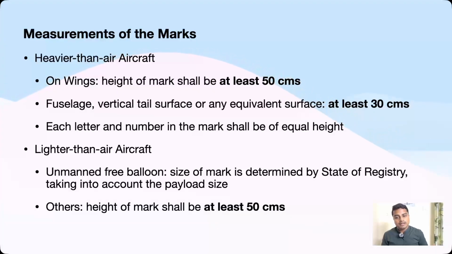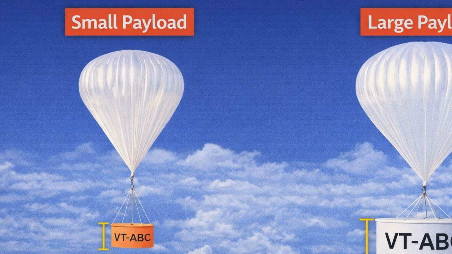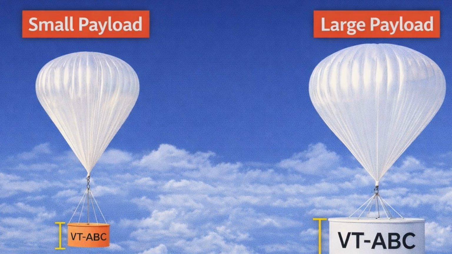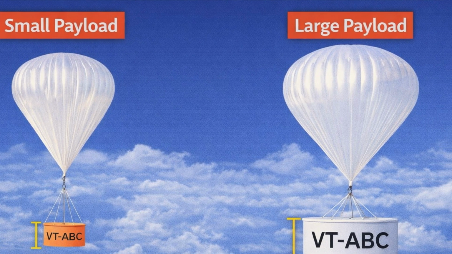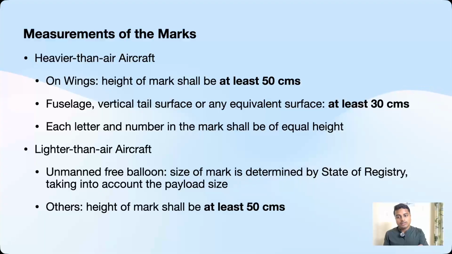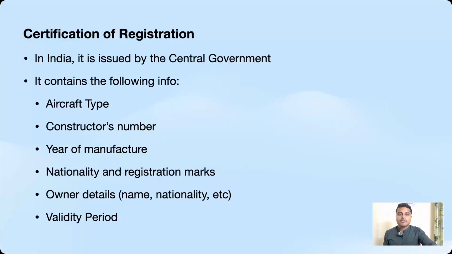And for the lighter than air aircraft, for unmanned free balloons, the size of the mark is determined by the state of registry, taking into account the size of the payload. If the payload has a bigger size, the marking has to be bigger in size, so that the marking is clearly differentiable from the payload. And for other lighter than air aircraft, the height of the mark shall be at least 50 centimeters. These were some of the basic rules regarding the measurements of the marks.